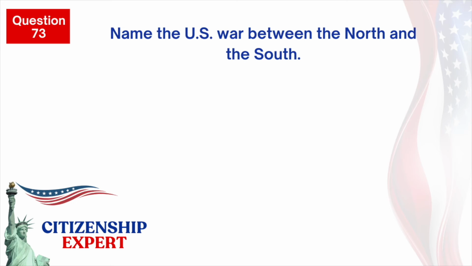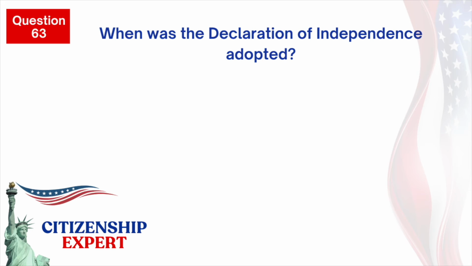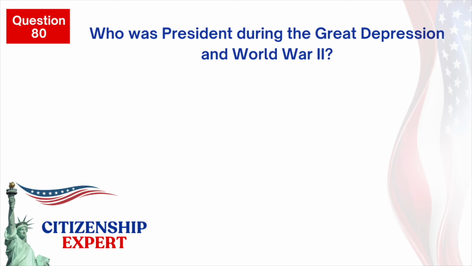Name the U.S. war between the North and the South. The Civil War. When was the Declaration of Independence adopted? July 4, 1776. Who was president during the Great Depression and World War II? Franklin Roosevelt.